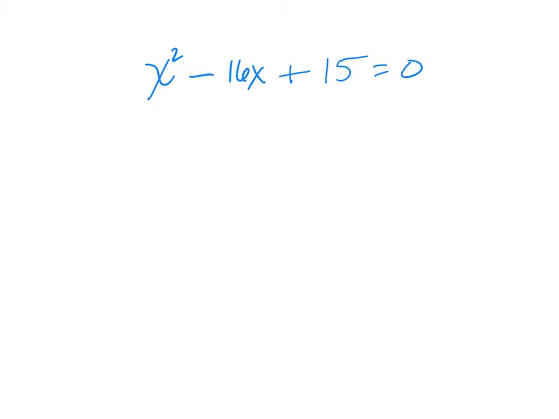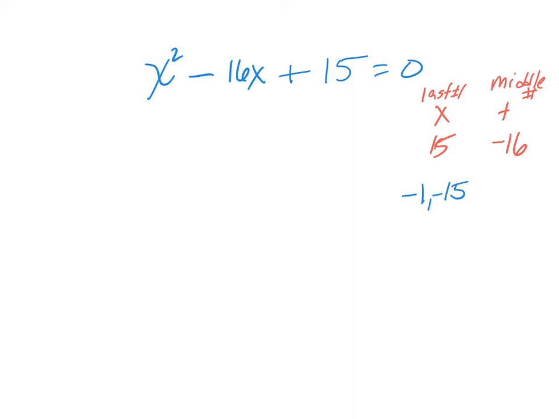And you're going to ask yourself, what times what is the last number, which in this case is a 15, and added together is the middle number, which is a negative 16. Remember, the sign goes with the numbers. So how can I multiply two numbers together and get a positive 15, but adding them together gives me a negative 16? What two numbers multiplied together equal 15 and added together equal negative 16?